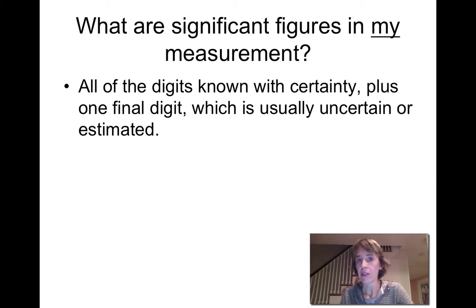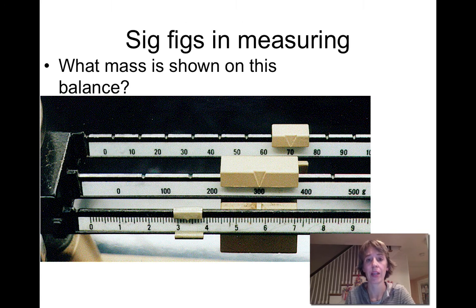So back to the first scenario, what are significant figures in my measurement? It's pretty straightforward. All the digits that we know with certainty are significant, plus one final digit, which is usually guessed, estimated. It's a little bit uncertain. So it makes a little more sense to look at an example.